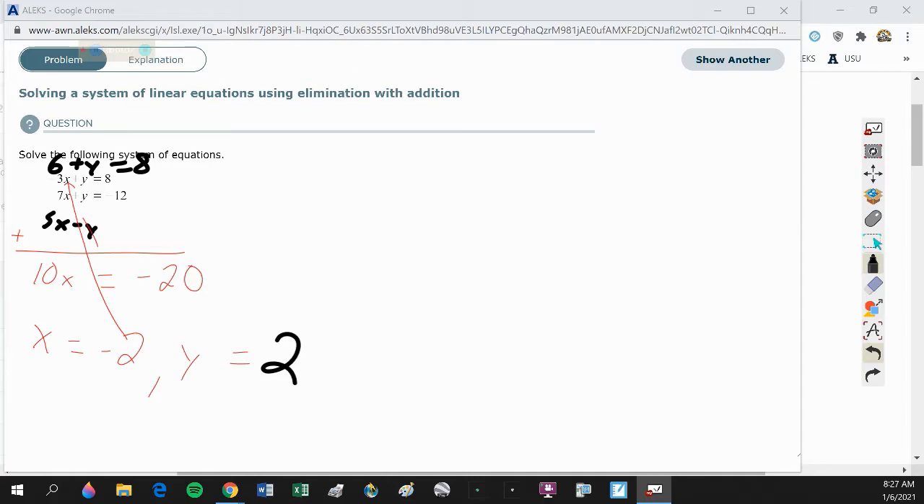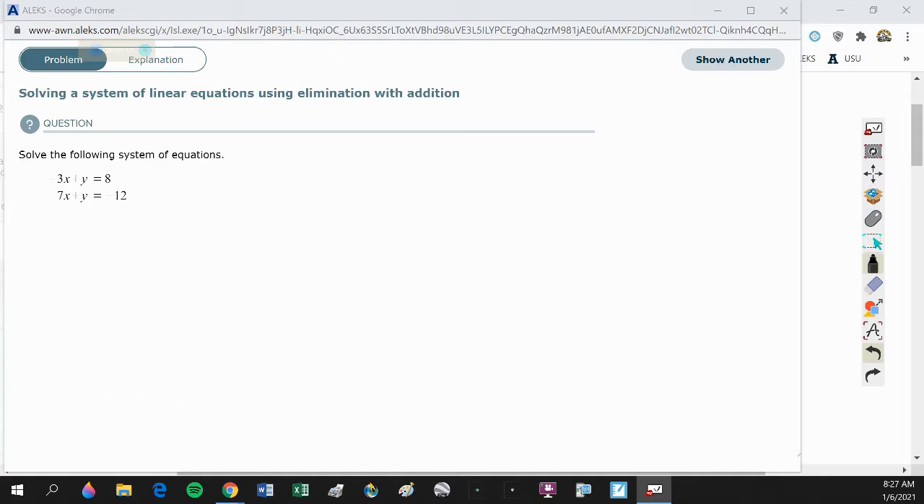Okay. Now, I believe you have to get 3 correct in a row to pass off the objective. I think that's how it works. Okay. Let's look at another one.